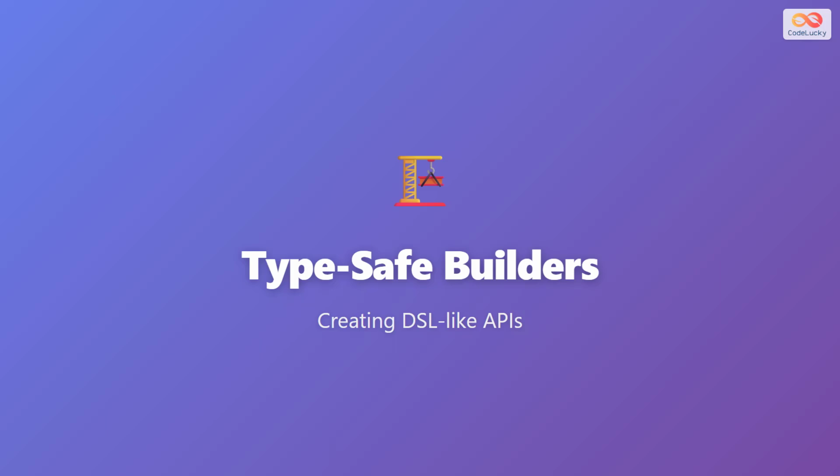In this video, we'll explore one of Kotlin's most powerful features that allows you to create elegant, domain-specific language-like APIs. Type-Safe Builders enable you to write code that is both expressive and safe, combining the best of both worlds, readability and compile-time validation. By the end of this tutorial, you'll understand how to design Fluent APIs that make your code look almost like a custom programming language.